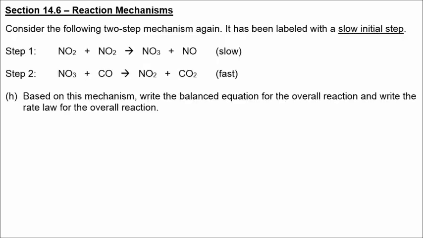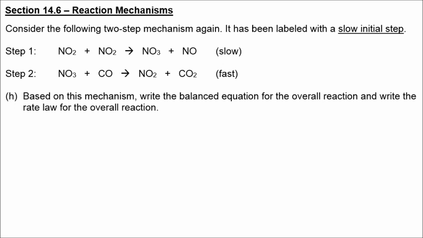So here we have a 2-step reaction mechanism, but now it's been labeled with relative speeds. Step 1 in this mechanism is slow, and step 2 in this mechanism is fast. So which one of these steps is going to be our rate determining step? Well, it's going to be the first step. The slow step is the rate determining step.